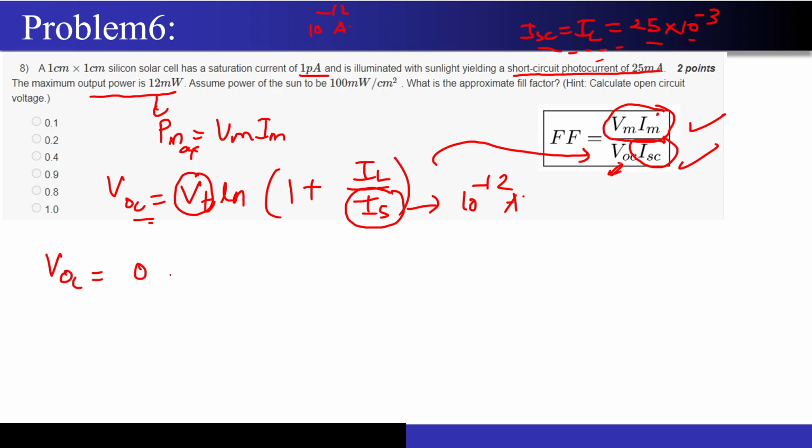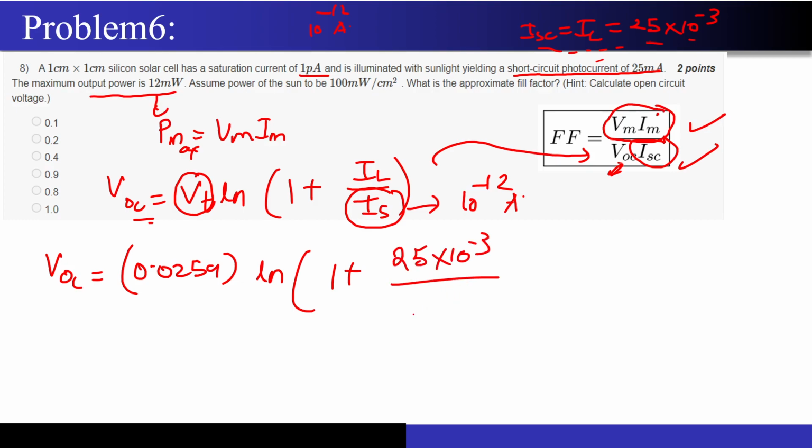VOC is what? 0.0259 into ln of 1 plus IL, which is 25 milliamperes, right? Divided by IS. IS is what? Picoamperes, 10 to the power minus 12. So if you calculate the open circuit voltage from here, right, then this value will be coming out to be 0.6201 volts, right? So now let me substitute everything in the fill factor, right?